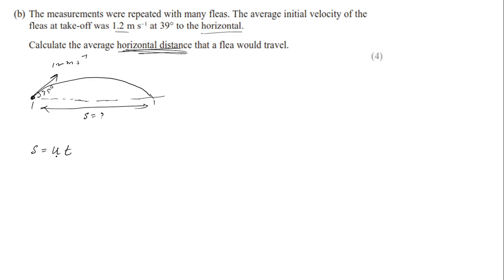and this u is not just 1.2. This u should be the horizontal component of the velocity 1.2, meaning the cos component. So you can say that S is equal to u horizontal component, which is 1.2 cos of 39, into t. The problem is we don't have the total time of flight. This is the main thing that we need to figure out.